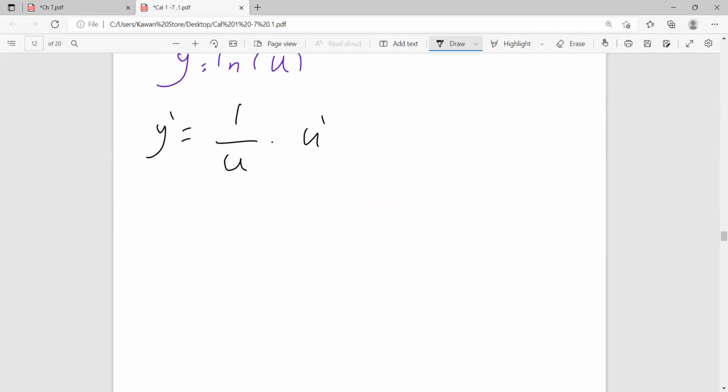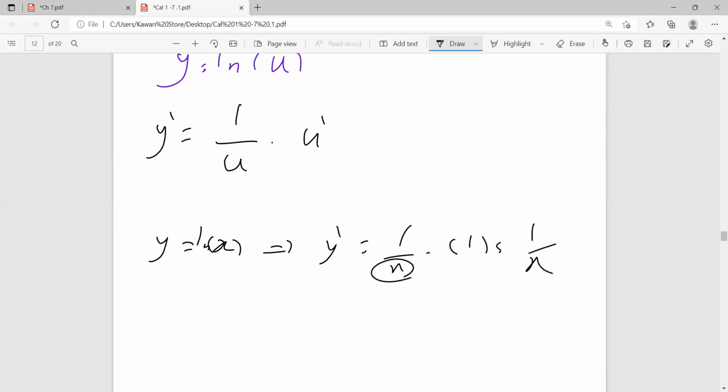So I'll give you many examples to get the idea. Okay. So y is equal to what? For example, a simple example, y equals ln of x. So the derivative, y prime, is equal to what? I say 1 over x, times the derivative of x, which is equal to 1. That's why I will get 1 over x.